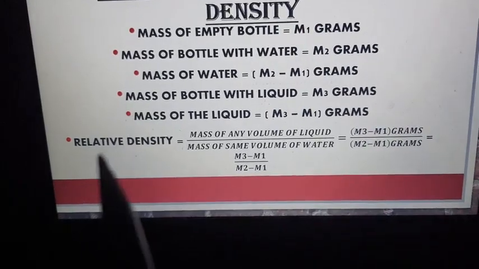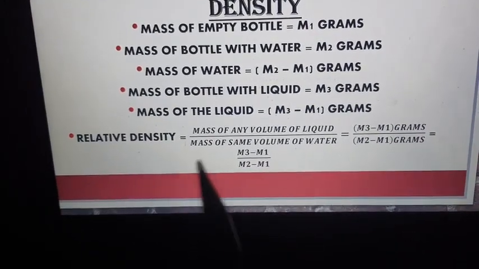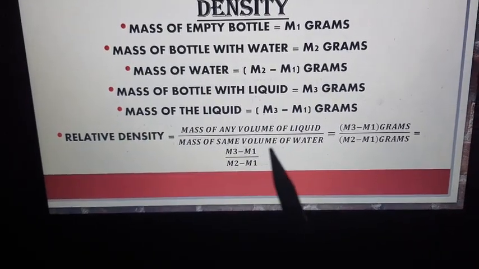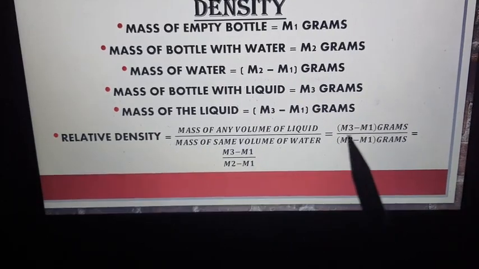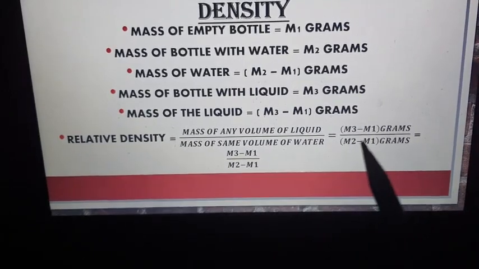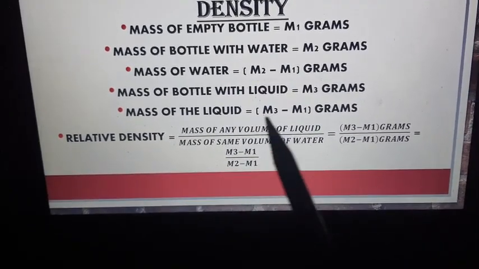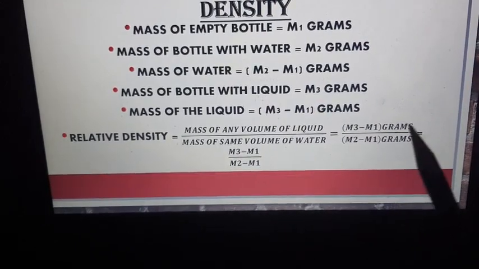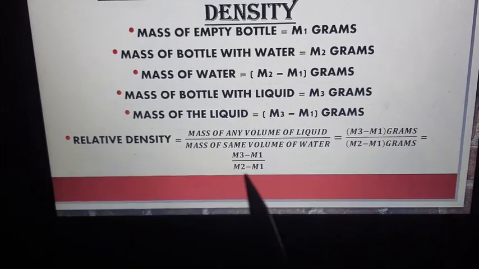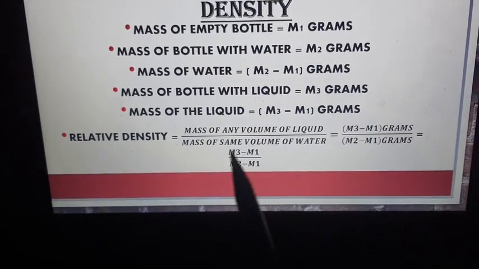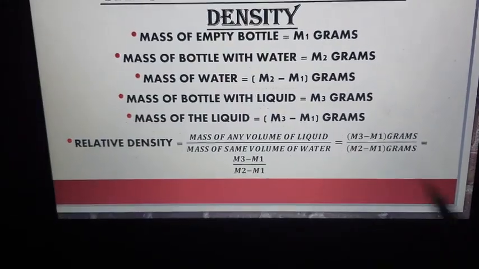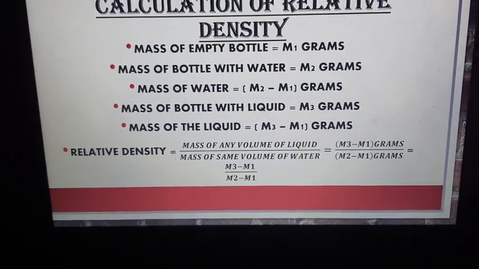Okay. Now how do you calculate the relative density? Relative density, as we just studied, is the mass of any volume of liquid divided by the mass of the same volume of water. Mass of the liquid is M3 minus M1 grams, and mass of the same volume of water is M2 minus M1 grams. The gram gets cancelled and we are left with M3 minus M1 divided by M2 minus M1. Using this formula, you can find the relative density of any liquid that we need to find.